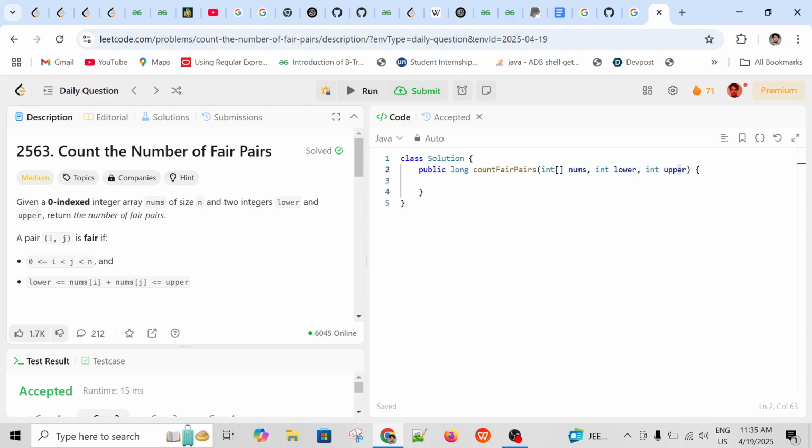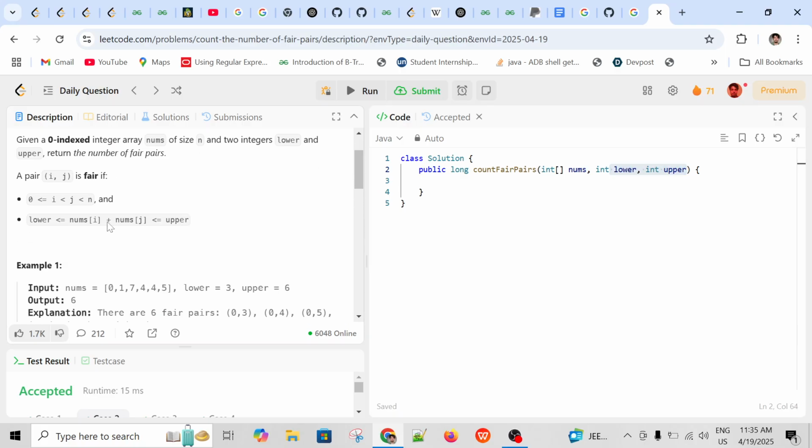Given a zero-indexed integer array nums, as you can also see that nums is given of size n, and two integers lower and upper, we need the number of pairs. What is a pair? A pair (i, j) is a pair if both are not pointing to the same index, and it should be from 0 to less than n, and the sum of both the elements should be greater than or equal to lower and less than or equal to upper, in the range of lower and upper inclusive.